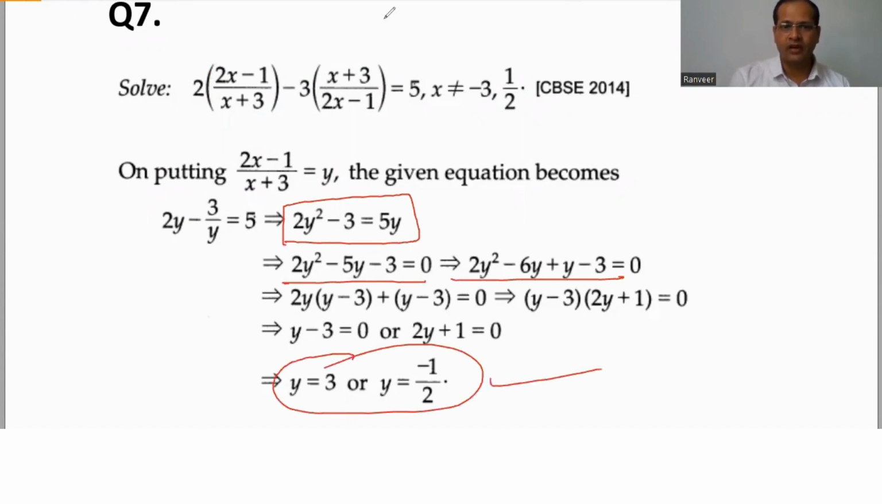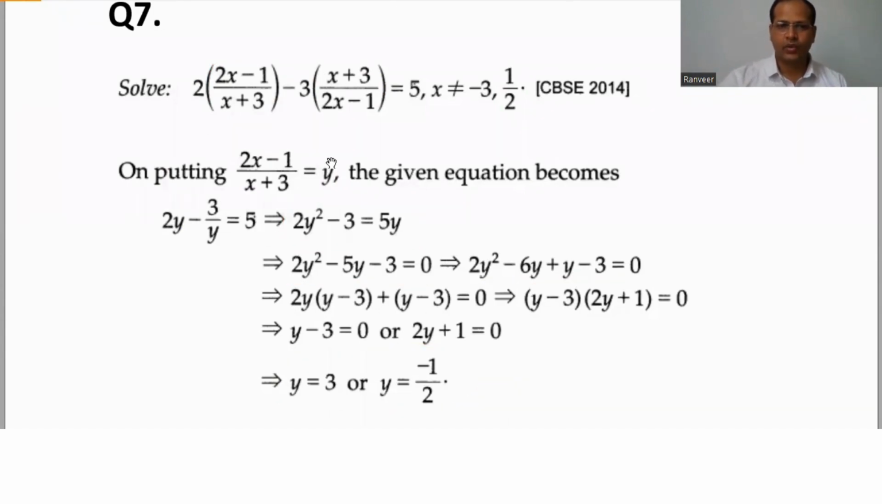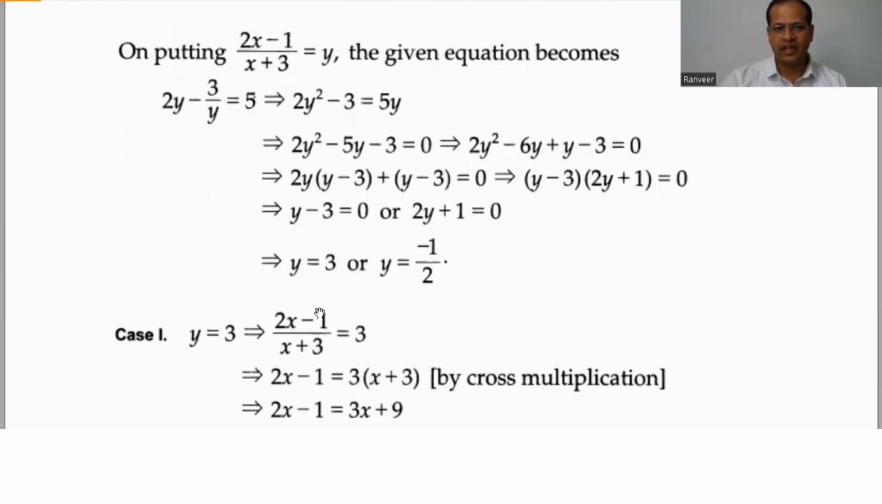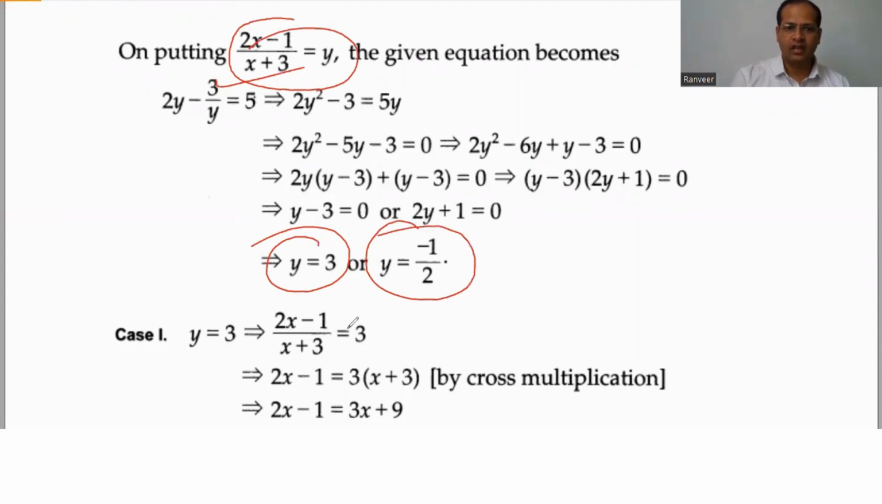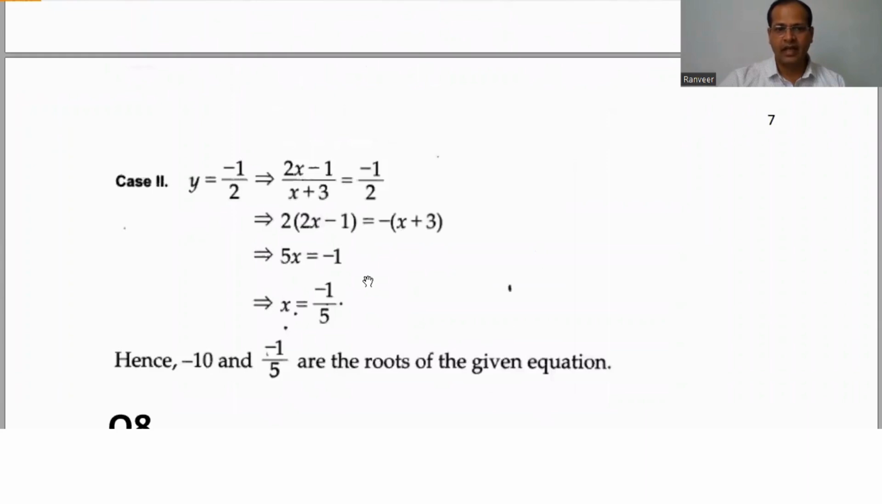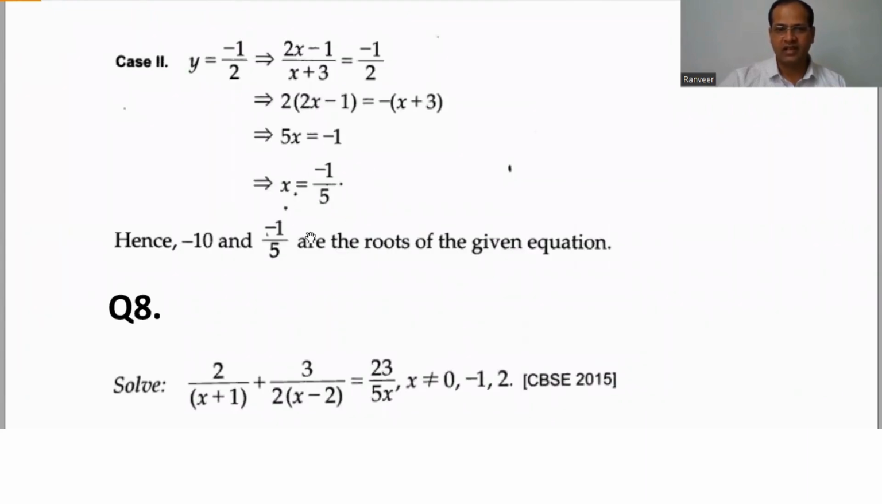So wherever there is an important concept, I am focusing on it so that you can understand these things. So the y value is 3 and the y value is minus 1 by 2. So y equal to 3, then definitely 2x minus 1 equals that. Once we get the y value, you have to substitute it here. For y equal to 3, what is the value of x? For y equal to minus 1 by 2, what is the value of x? For both values you have to find x. So x equal to minus 10, and here x equal to minus 1 by 5. So these are the roots.